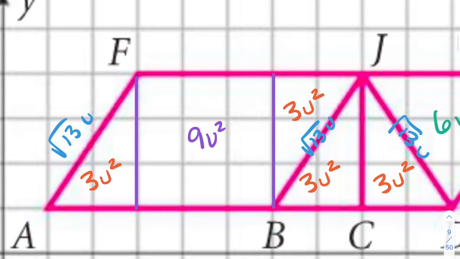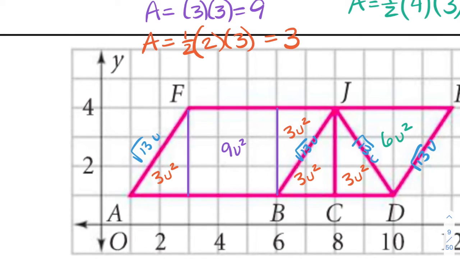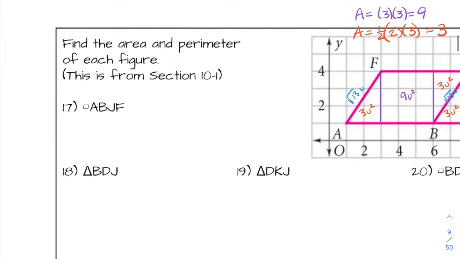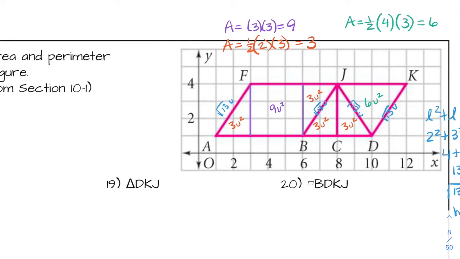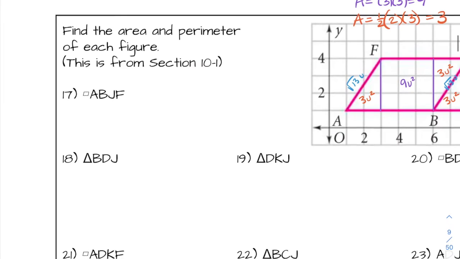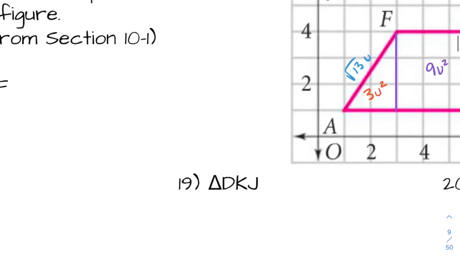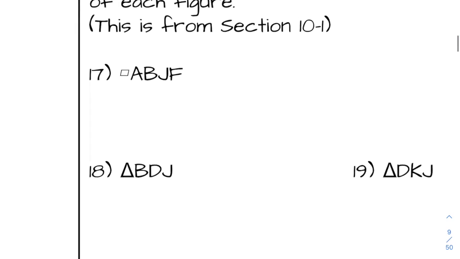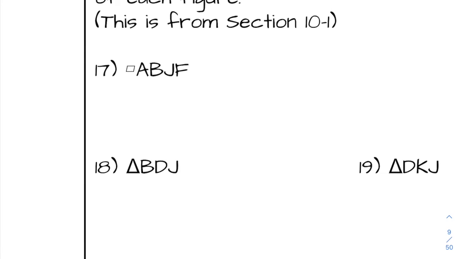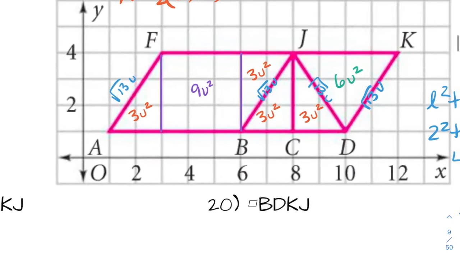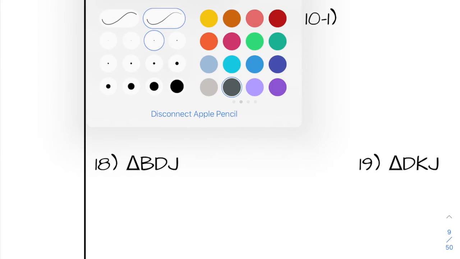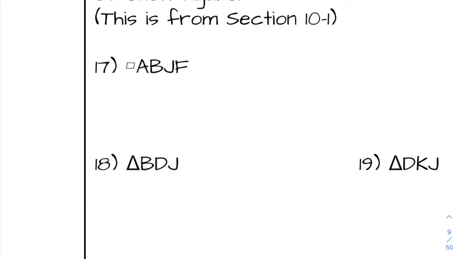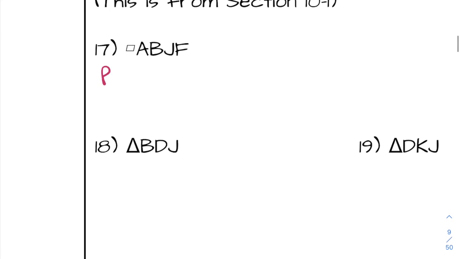Other than those, I'm not going to label anything, because we don't really know what we're looking for yet. So that's my suggestion, is to do all this work first, and then you can solve all of these problems quite quickly, okay? So the first one is parallelogram ABJF. Well, let's do perimeter. What does it ask me first? Perimeter.